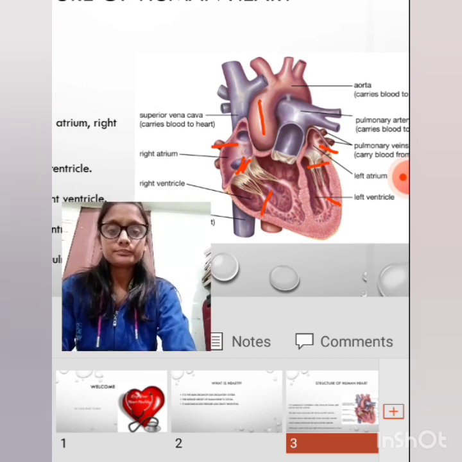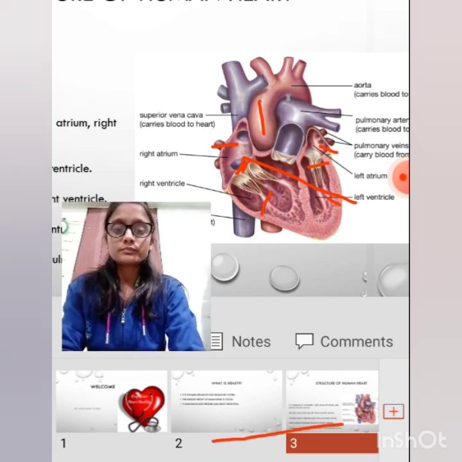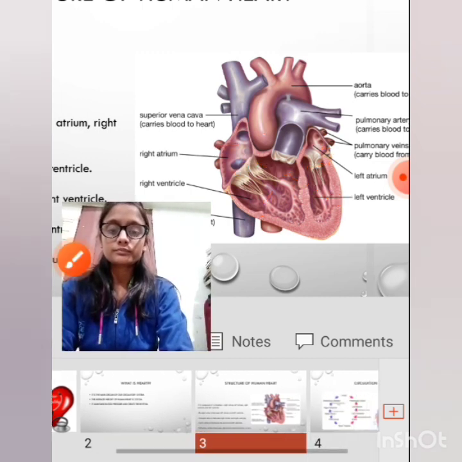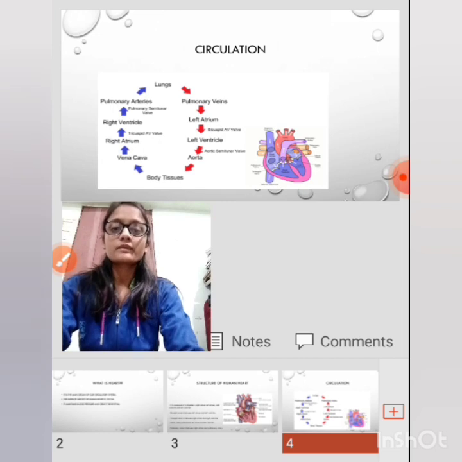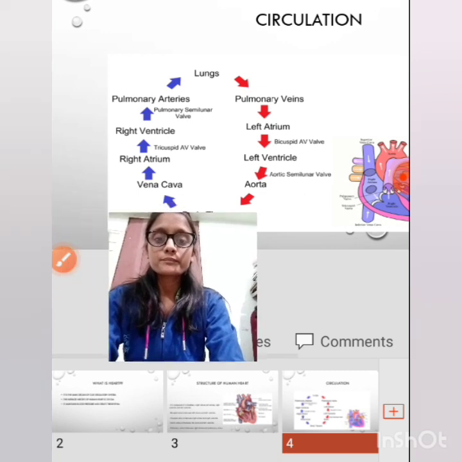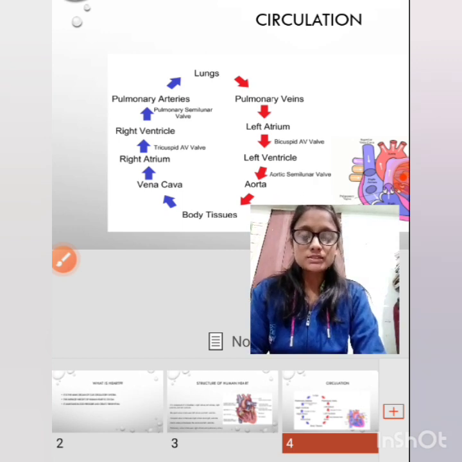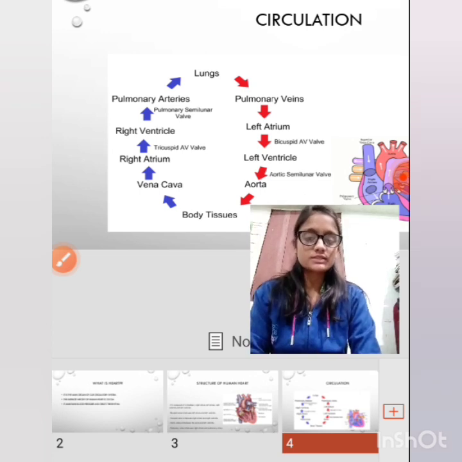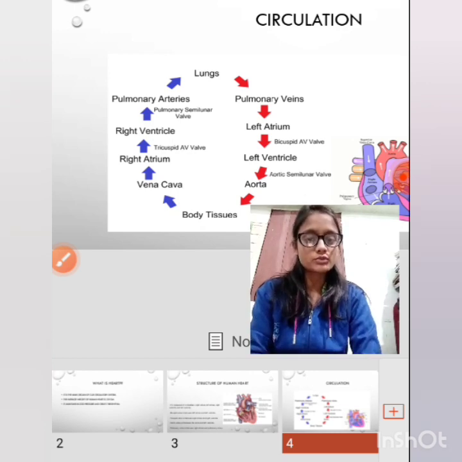Okay, now it's the time to know about the circulation of our body. Okay, so from lungs oxygenated blood is coming to the left side. Our body is divided into two parts, left half and right half. In case of left half we have oxygenated blood circulation, and in right half we have deoxygenated blood circulation.